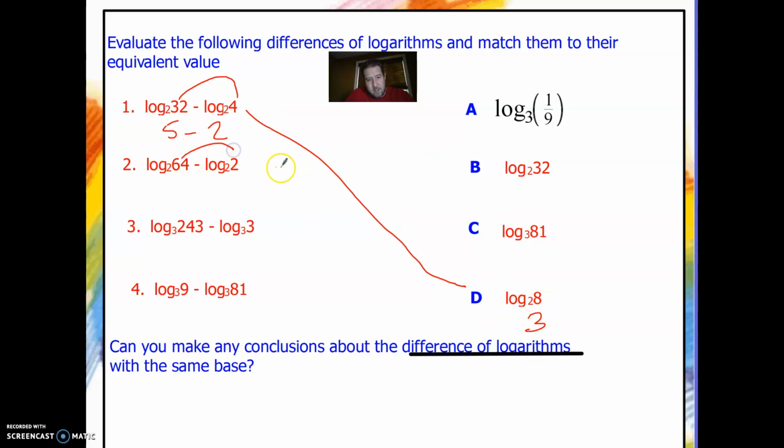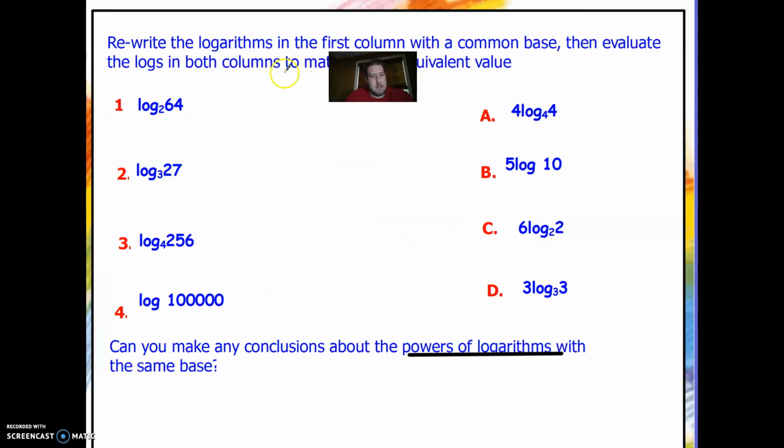64 divided by 2 is 32. 243 divided by 3 is 81. And 9 divided by 81 is 1/9. So, if it's subtraction, you divide the x's. All right, so now what about these questions?